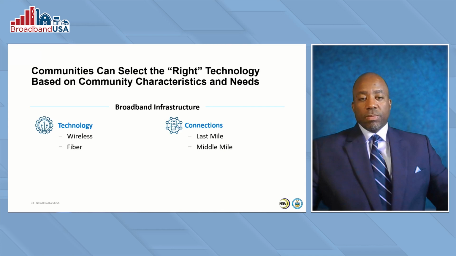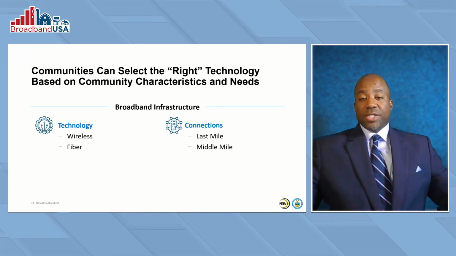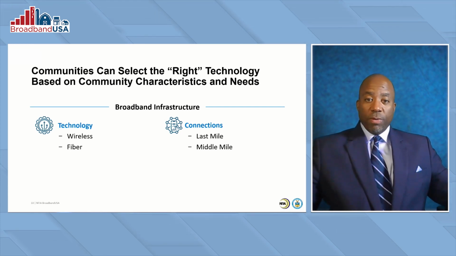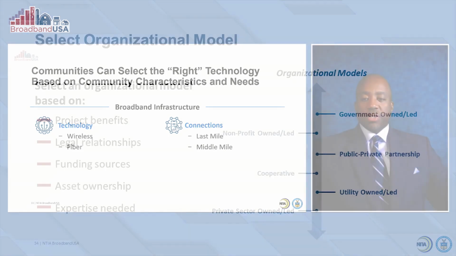Right. In broadband infrastructure, the technology might be a wireless solution or a fiber solution. Could also be satellite. Right. The connections could be last mile, middle mile, or both. Right. So again, all of this information that you are going to help them gather will impact those decisions. And no approach is the wrong approach. And the more information that you get, the better information you'll have to make a decision.